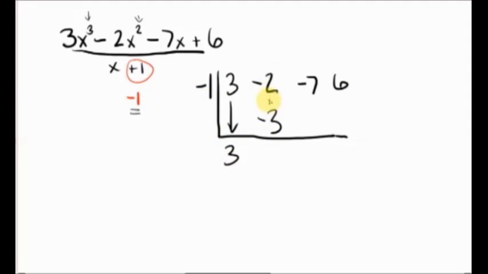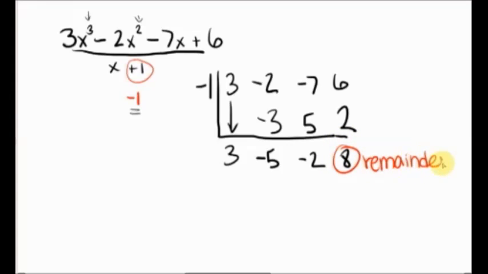And then you add these two together, and you'll get negative 5. And you multiply negative 5 times negative 1, and you get positive 5. And then it'll give you negative 2 when you add them together. Negative 1 times negative 2 is positive 2, and then you'll get 8. And this right here is your remainder, meaning that it will stay over x plus 1.